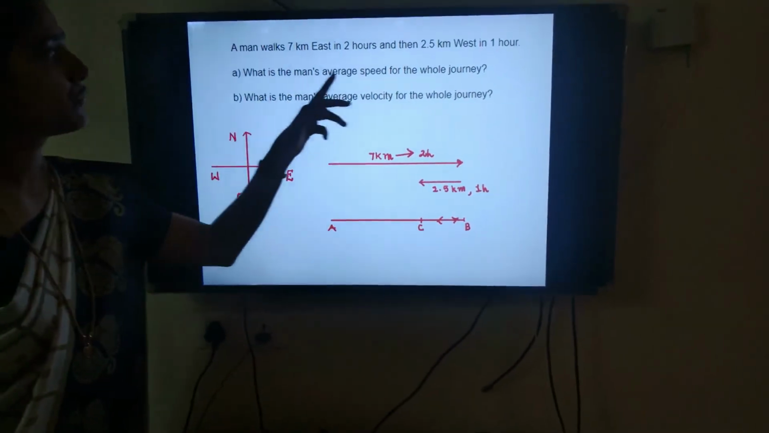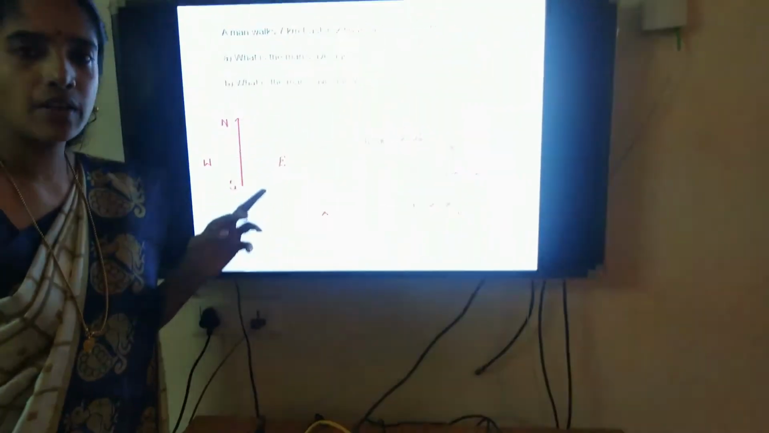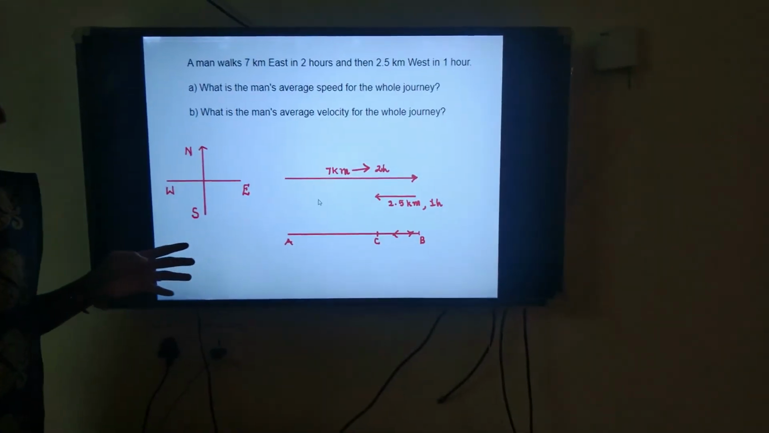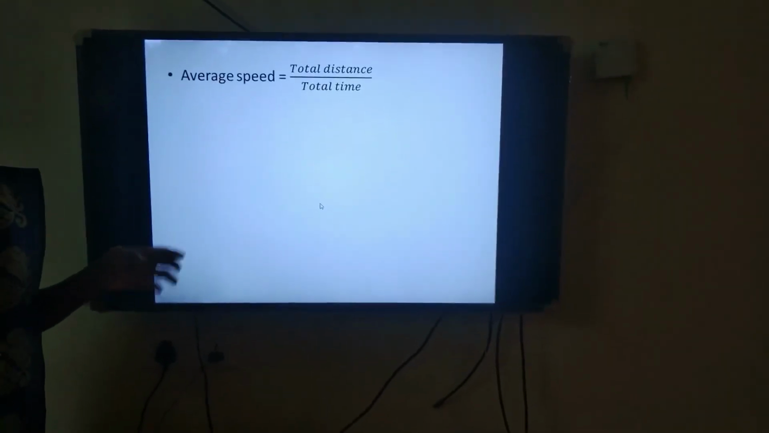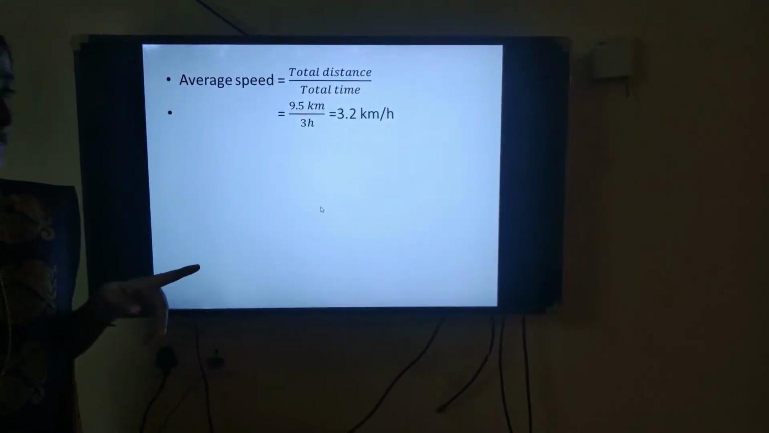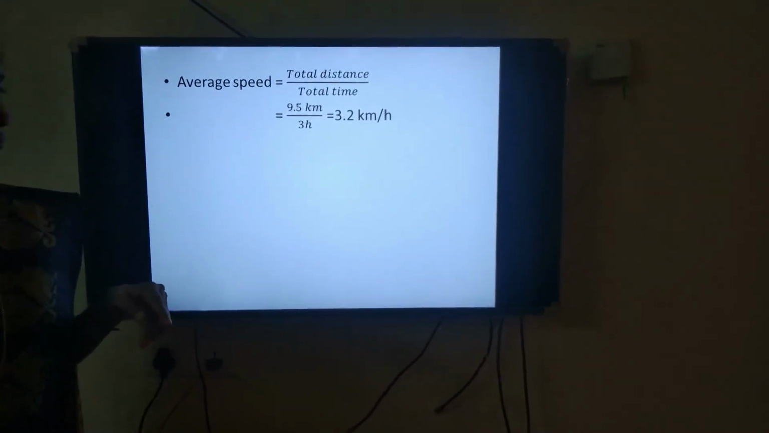So first we are asked to find the average speed. What's the equation for average speed? Total distance by total time. Now let me show you that solution. Average speed, total distance by total time, that is 9.5 km by 3 hours. What is it? 3.2 km per hour.